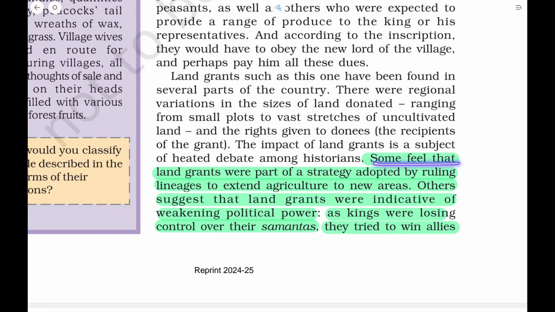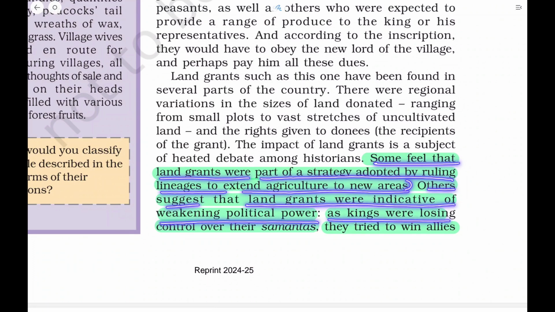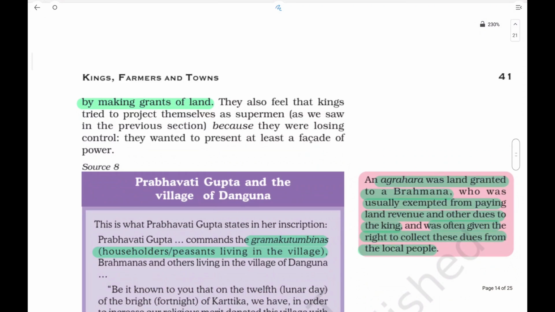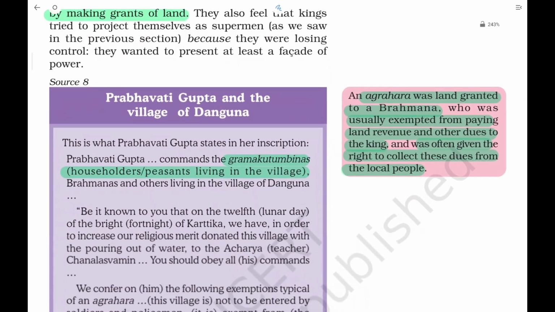Some feel that the land grants were part of a strategy adopted by the ruling lineage to extend agriculture to new areas. Others suggest that the land grants were indicative of weakening political power, as the kings were losing control over their samantas. Okay, I have already told you this. They tried to win allies by making grants. I hope this is clear. I am trying to explain easily whatever is given here.